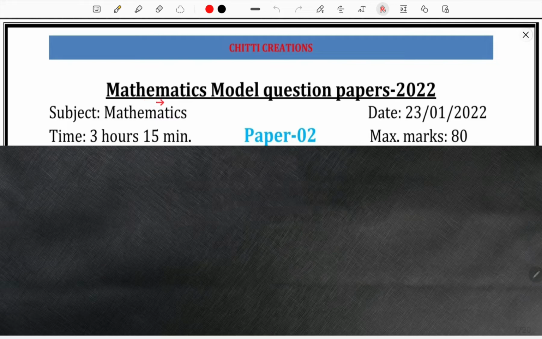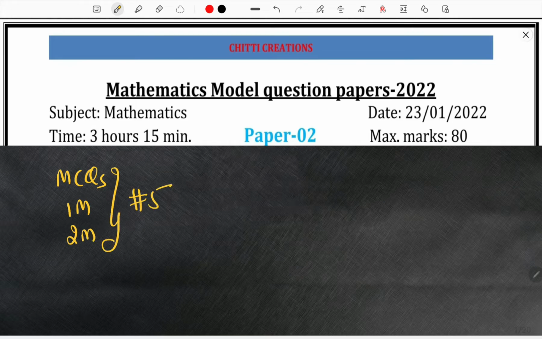Here is one more mathematics model question paper 2022, and this question paper is designed by Chitti Creations. Many students will be sending these question papers. Already the MCQs, 1 mark questions and 2 mark questions from 5 question papers are getting over. This is completely done from 5 question papers, and this is also done completely from 5 question papers, and 4 videos are done, and this is the 5th video of 2 marks.